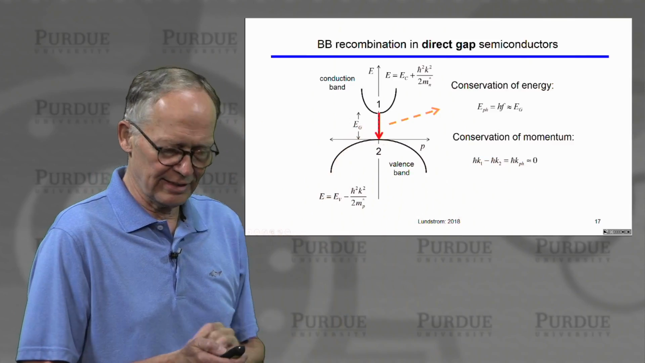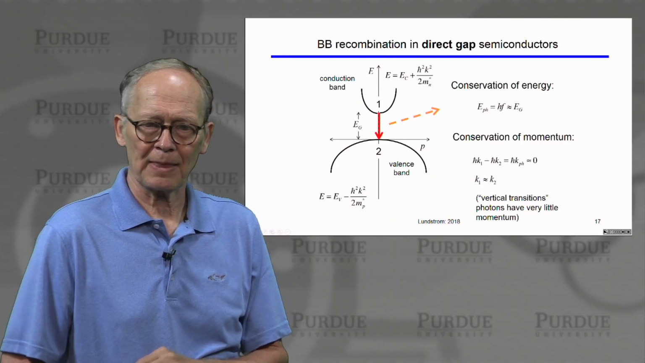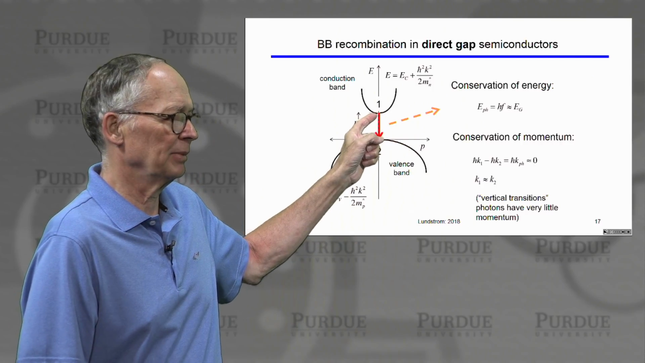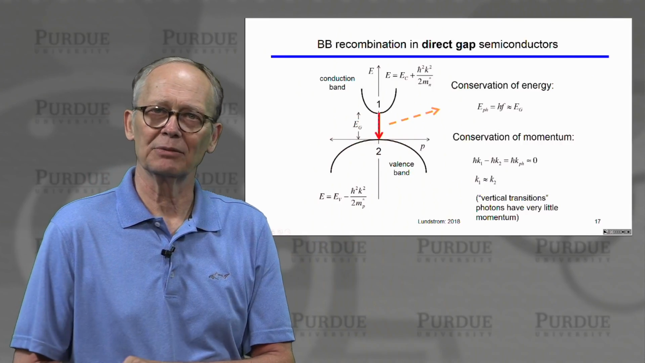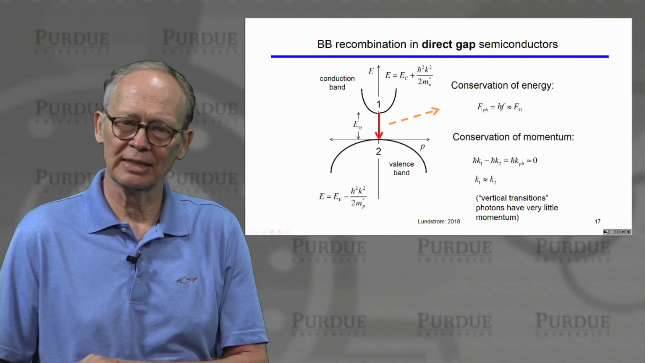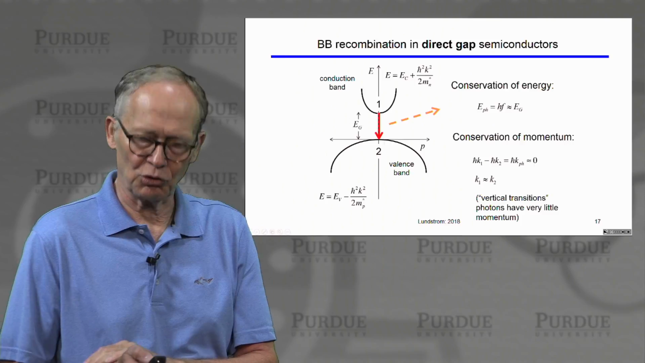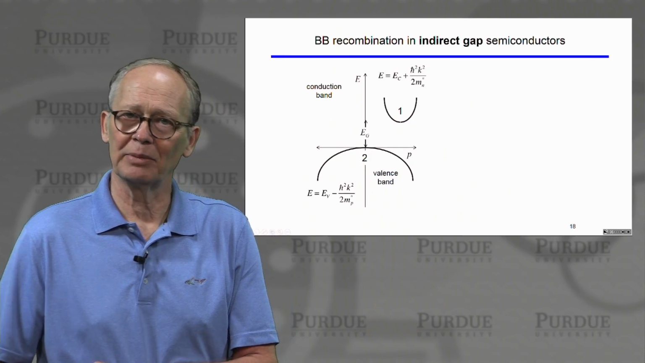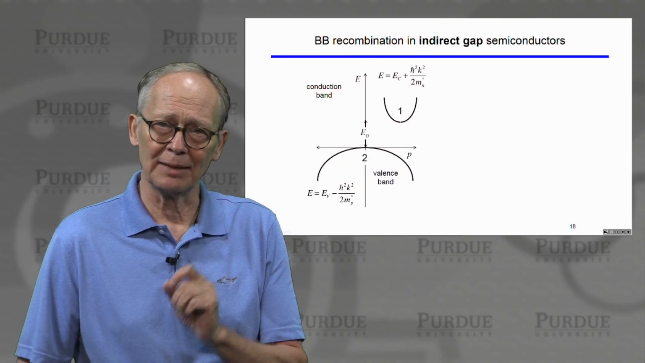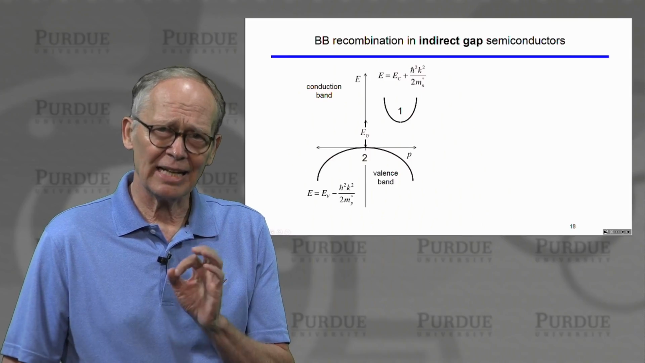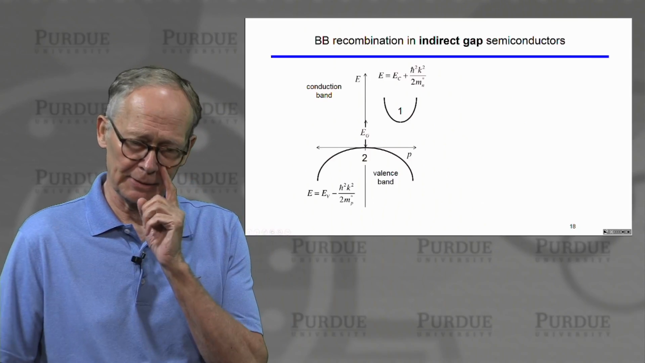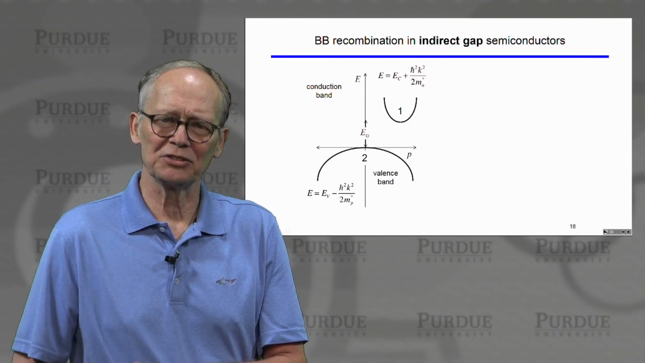This transition can take place vertically: an electron from the conduction band can drop down to a state with the same wave vector at the top of the valence band. So these can be very strong recombination mechanisms in direct gap semiconductors. They are not strong in indirect gap semiconductors, and we can kind of suggest why here.